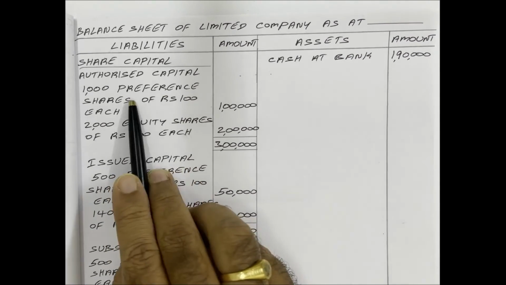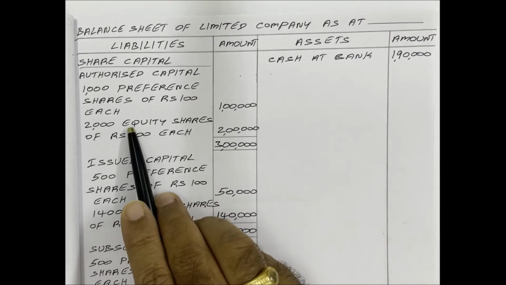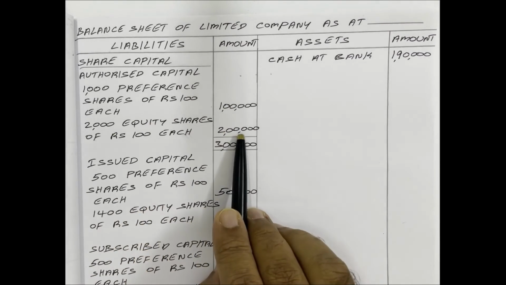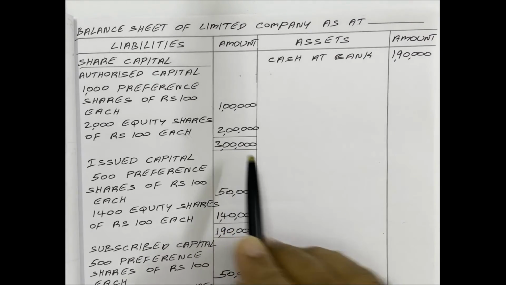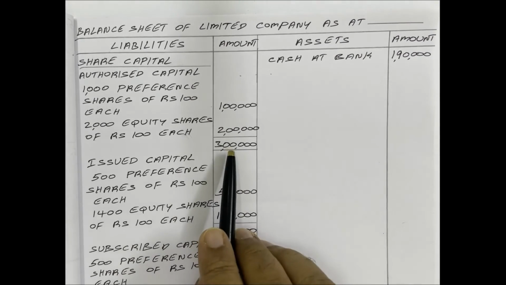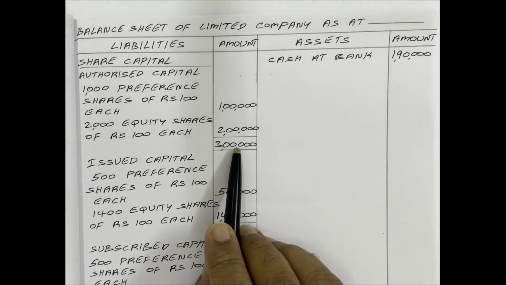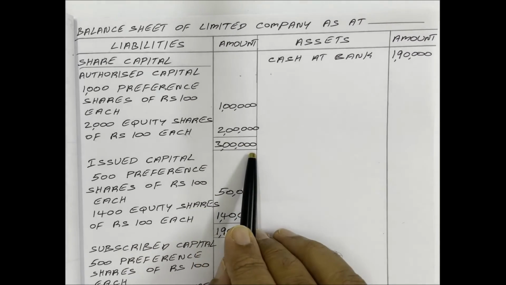So preference share authorized capital is 1 lakh, equity share authorized capital is 2 lakh. Total authorized capital is 3 lakh rupees. But for totaling purposes, we should not consider the authorized capital amount. That is why for 3 lakh rupees, draw 2 lines.